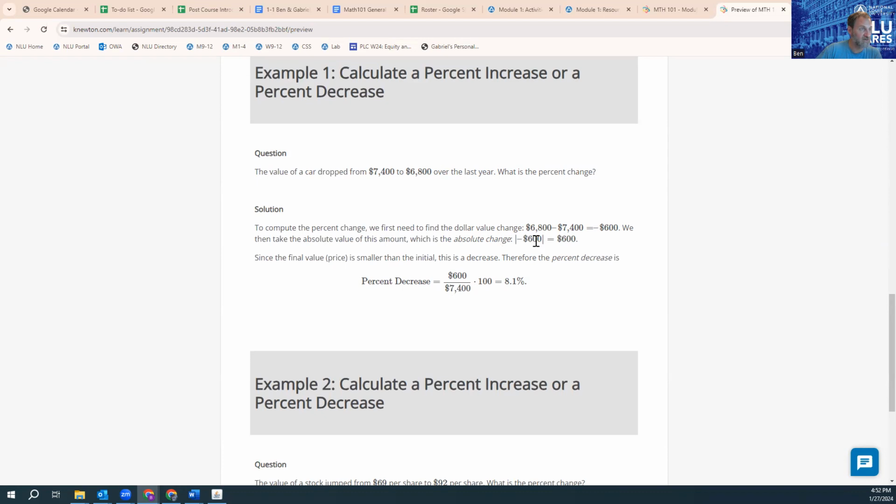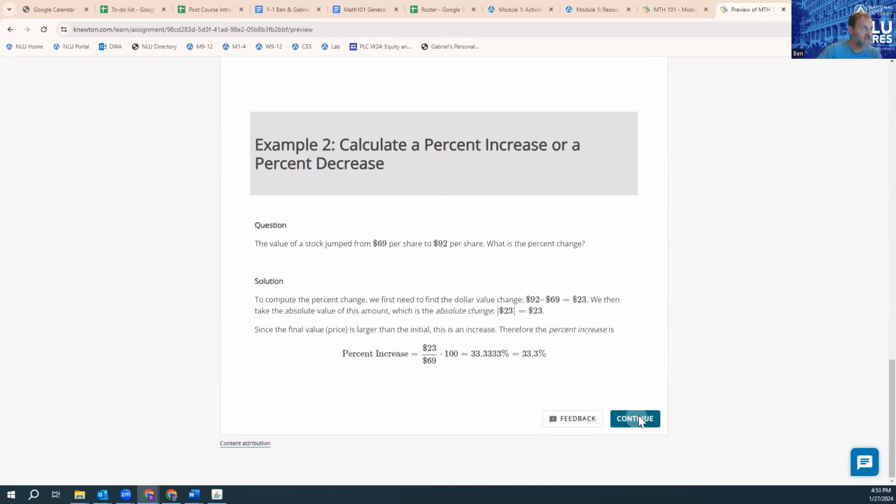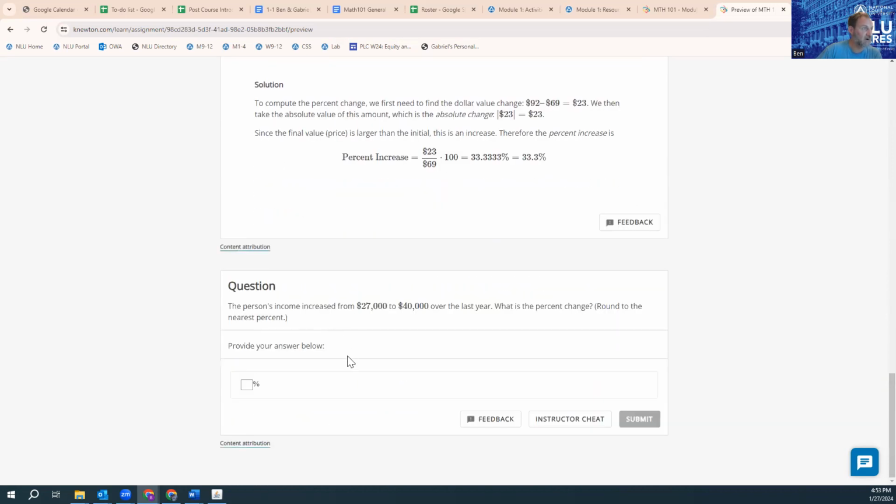And again, you would get negative 600 if you take the starting value from the ending value, but it's got that in absolute value brackets, which means we just take the positive number and then divide it by where we started. So 600 over 7,400. So, all right. I feel like I got this. Continue. All right. Person's income increases from 27,000 to 40,000.